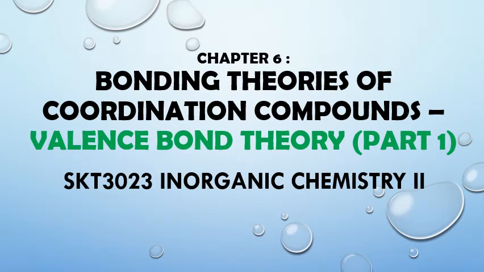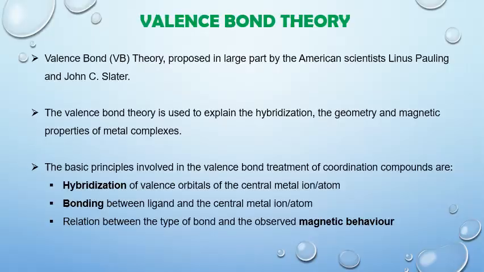We are going to learn chapter 6, bonding theories of coordination compounds. Actually there are three types. So we are going to learn the first type, valence bond theory. Valence bond theory is one of the earliest theories and was proposed by Linus Pauling and John C. Slater. This theory is used to explain the hybridization, geometry and magnetic behavior of the metal complexes.